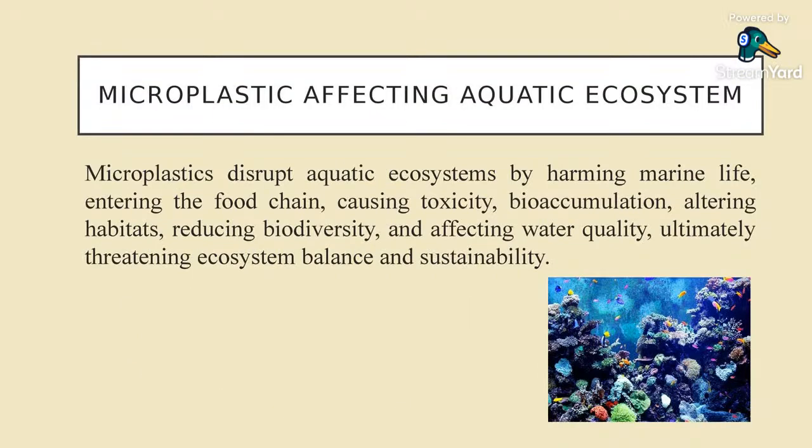Now, microplastics are affecting aquatic life as they enter the water. The various plants as well as marine life, the animals like fishes present in the oceans or water bodies, get impacted. They disrupt aquatic ecosystems by harming marine life and entering the food chain, causing toxicity and bioaccumulation, which also alter their habitats, reduce biodiversity, and affect water quality, ultimately threatening ecosystem balance and sustainability.